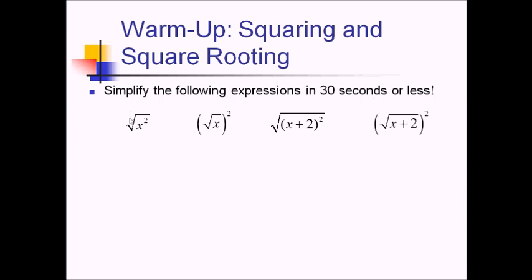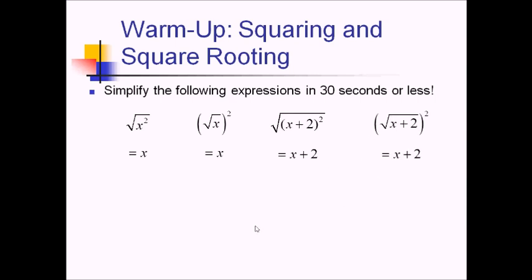Here we're asking for the thing I have to square to get x squared. Well, that would just be x. For this next one, I'm taking the thing I have to square to get x, that's what the square root of x is, and I'm squaring it. Well, when I take the thing I need to square to get x and I square it, I should get x. And same reasoning over here. This will be x plus 2, and this will be x plus 2 again.